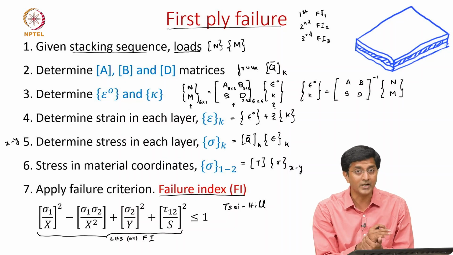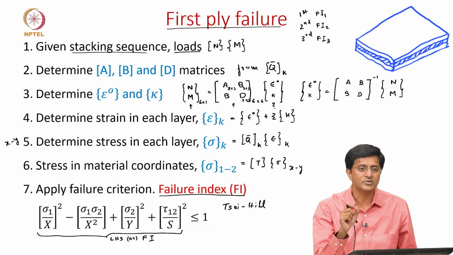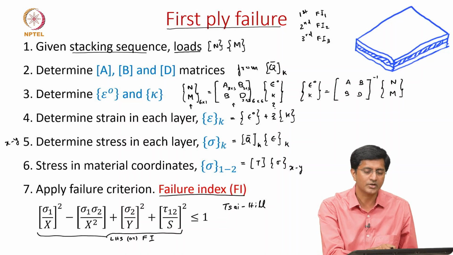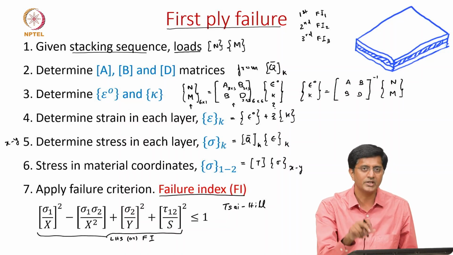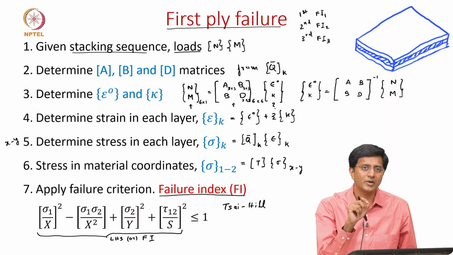But let's say you want to also know at what load the first ply failure happens, then you need to scale down the loads accordingly until we reach the layer which is failing, it should reach 1, and for all the other laminae, the failure index value should be less than 1.